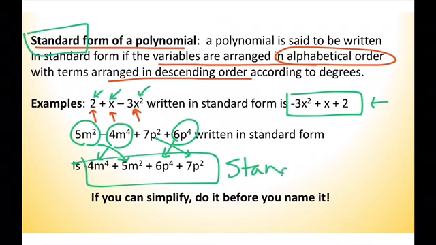So if you can simplify your expression, and I ask you to name it like a monomial, binomial, trinomial, you have to simplify it before you name it. So in order to simplify, you need to put it in standard form, combine any like terms, multiply or distribute anything that needs to be done. So we'll do a lot of practice with that.